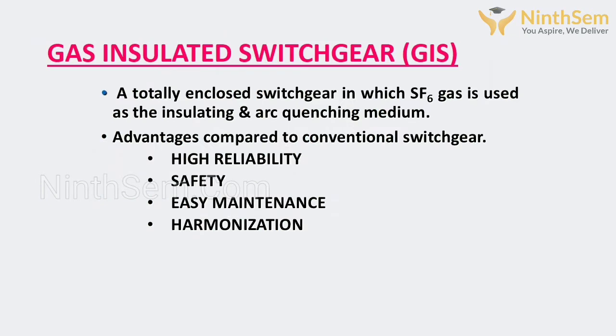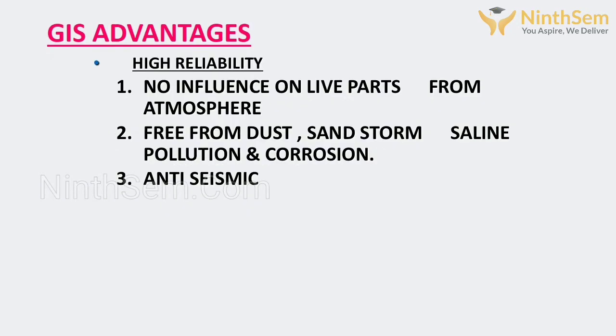Gas insulated switchgear is a totally enclosed switchgear in which SF6 gas is used as the insulating and arc quenching medium. Advantages compared to conventional switchgear: high reliability, safety, easy maintenance and harmonization. GIS advantages: high reliability, no influence on live parts from atmosphere, free from dust, sandstorm, saline pollution and corrosion, anti-seismic.